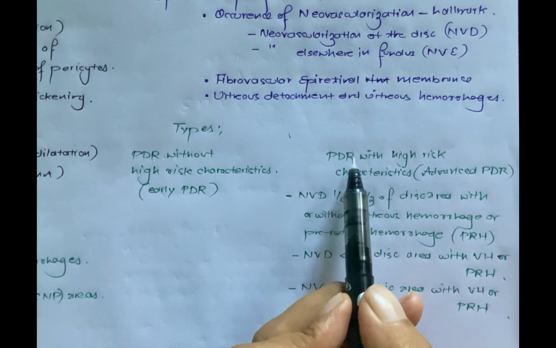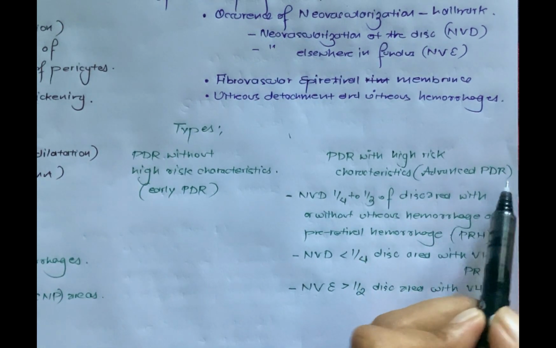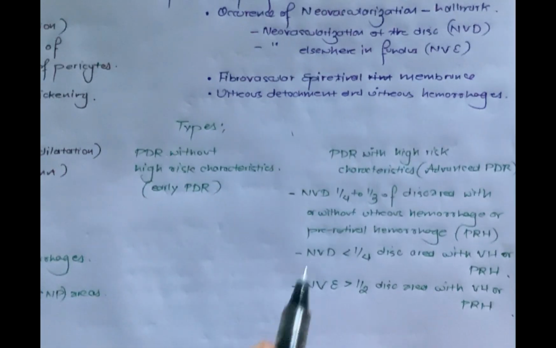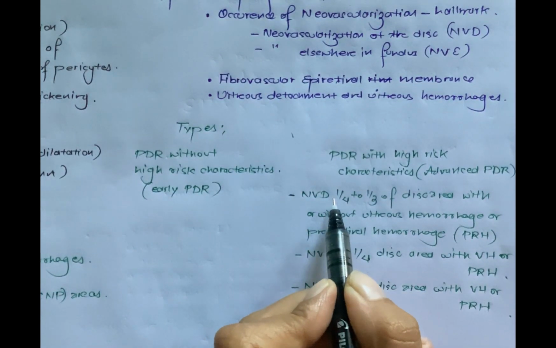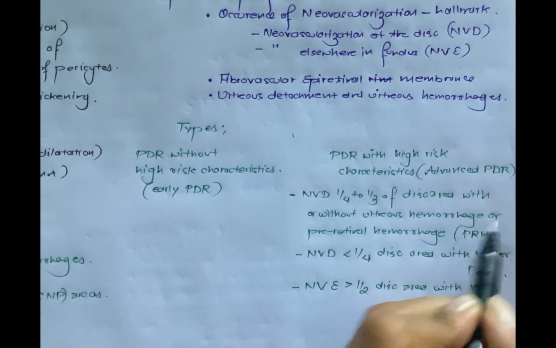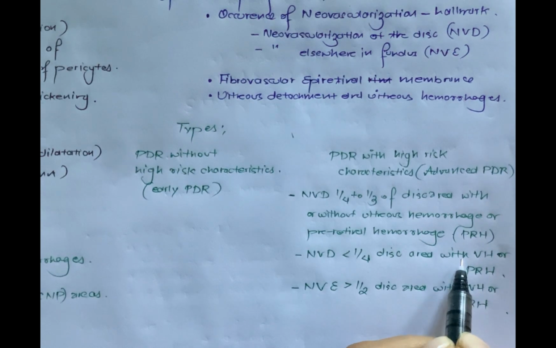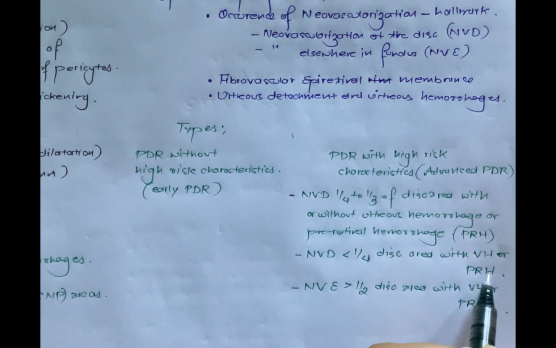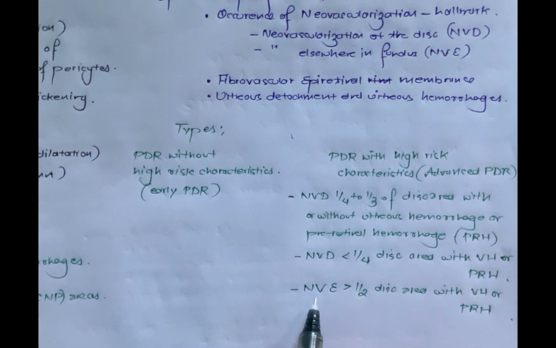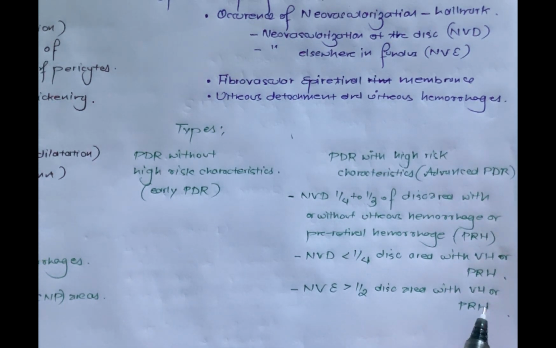And now talking about the proliferative diabetic retinopathy with high risk characteristics, which is the advanced PDR, there should be presence of neovascularization at the disc 1/4 to 1/3 of disc area with or without vitreous hemorrhages or pre-retinal hemorrhages, and there should be presence of neovascularization at the disc less than 1/4 disc area with vitreous hemorrhages or pre-retinal hemorrhages, and neovascularization elsewhere in the fundus should be more than 1/2 of the disc area with vitreous hemorrhages or pre-retinal hemorrhages.